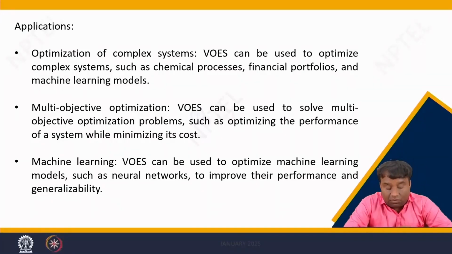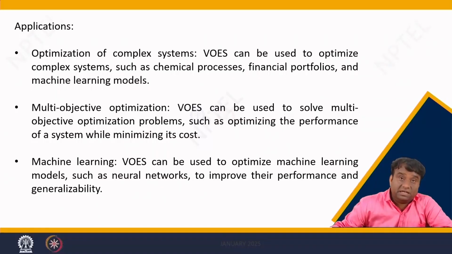Applications. Optimization of complex systems: VOES can be used to optimize complex systems such as chemical processes, financial portfolios, and machine learning models. VOES can be used to solve multi-objective optimization problems such as optimizing the performance of a system while minimizing its cost. Machine learning: VOES can be used to optimize machine learning models such as neural networks to improve their performance and generalizability.